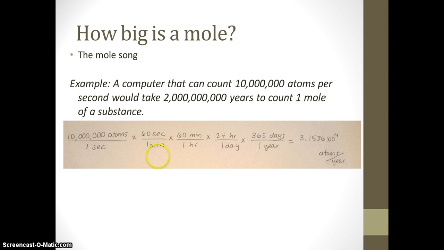And then we change the minutes into hours. So here we have 60 minutes in 1 hour. And then we change the hours into days, 24 hours in 1 day. And finally, how many number of days in 1 year. So 365 days in 1 year. And my answer for this, so remember we multiply all the numbers we have on top, divide by the bottom, which is just 1. So our answer will be here, 3.1536 times 10 to the 14 atoms per year.